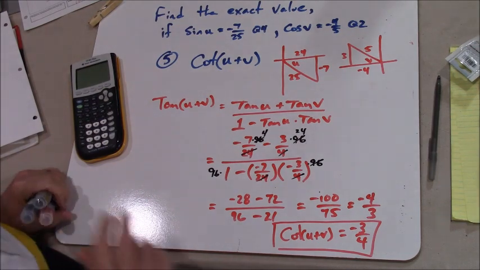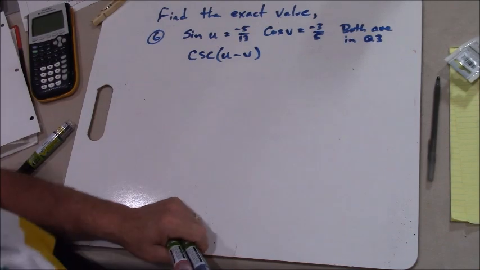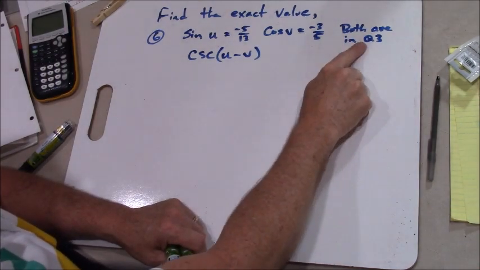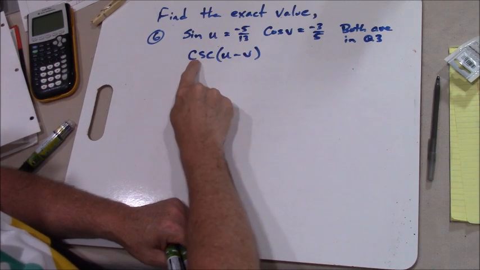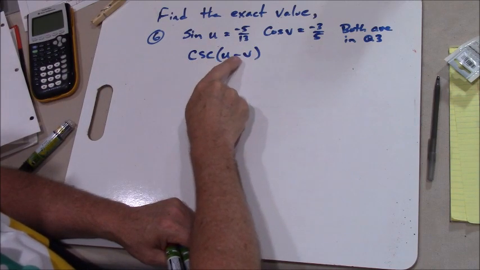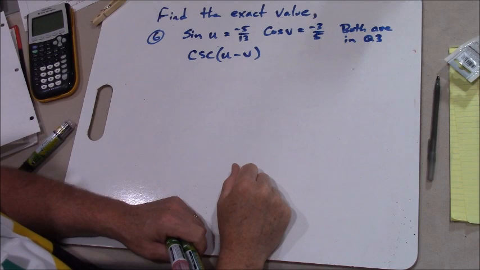Alright, let's try one more. Alright, so you guys go ahead and try this one. Both angles are in the third quadrant. Here's our information that we know. And we're trying to find the cosecant of u minus v.